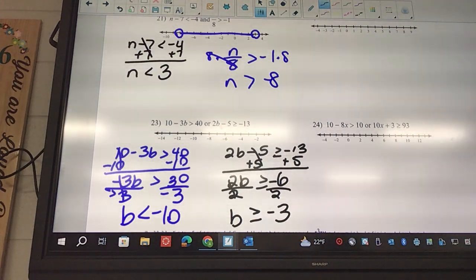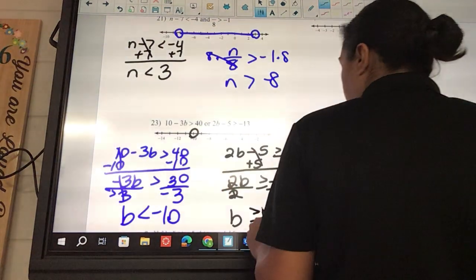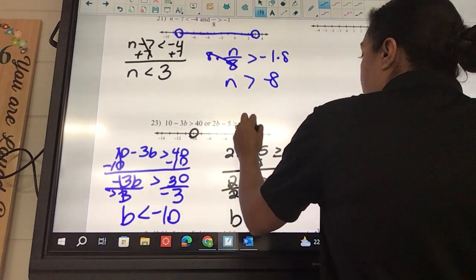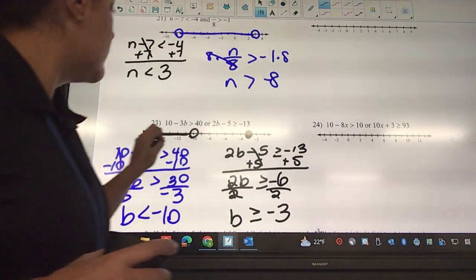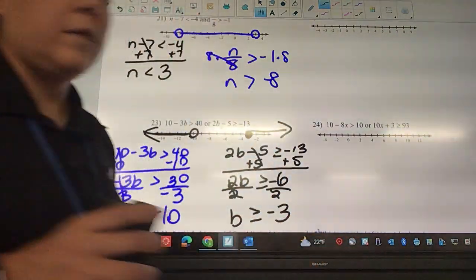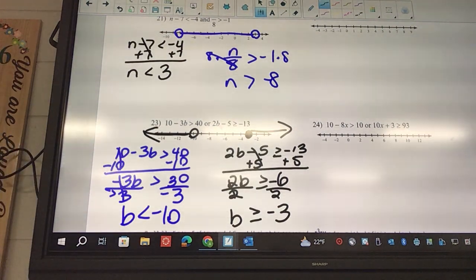Okay, on the 10, open or closed? Negative 10, sorry. Open. Open. What about the negative 3? Closed. Okay, are these in or out? They're pointed out. Okay. We have 2 left.